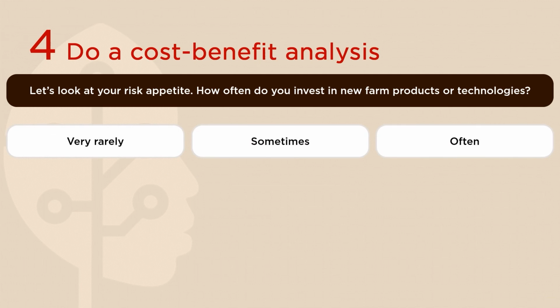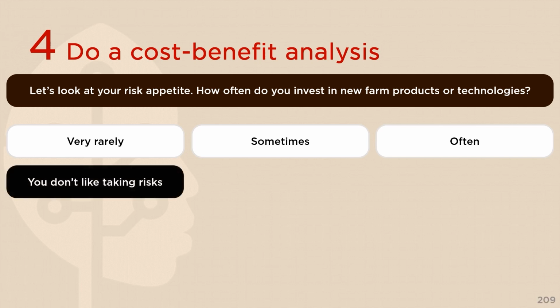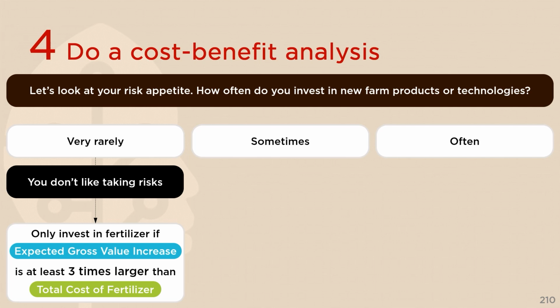If you answer very rarely, then this means you do not like taking risks. You would therefore only invest if your expected profit is very large compared to the cost you need to incur. We recommend you only invest in fertilizer if your expected gross value increase is at least 3 times larger than the total cost of fertilizer. That means your benefit cost ratio should be at least 3. For every naira invested, you expect to get at least 3 naira in return.